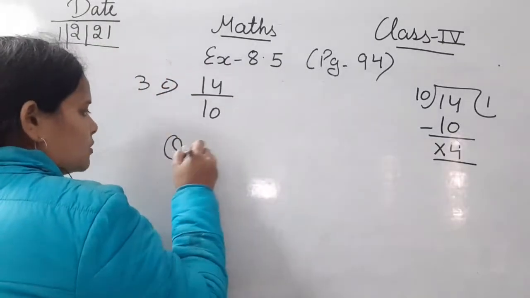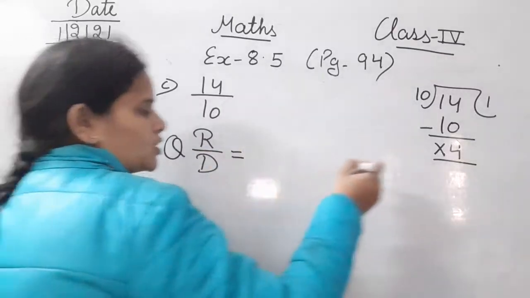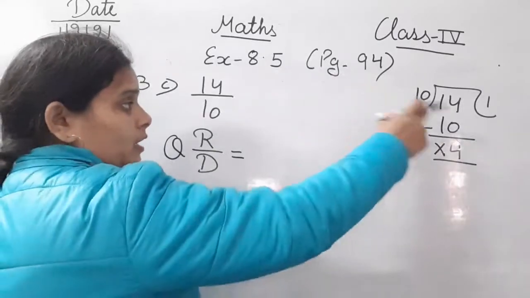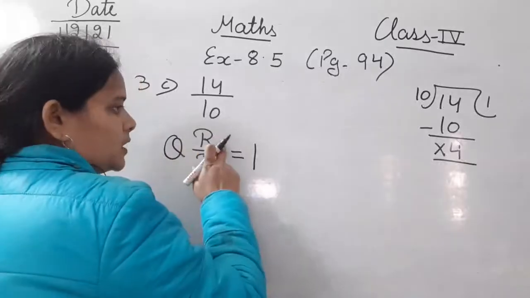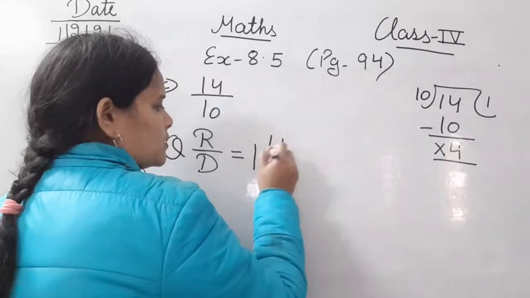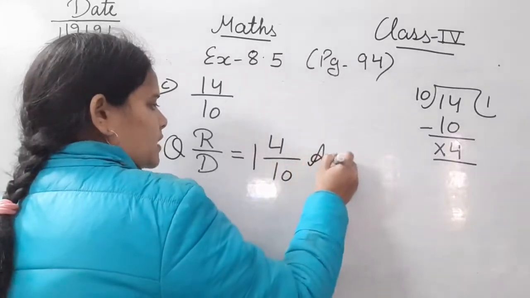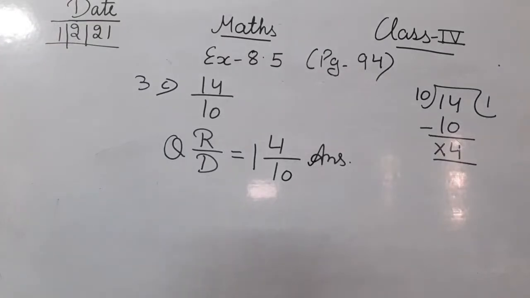Again, QRD, that is quotient into remainder upon divisor. So now I am not going to write the QRD here. So what is quotient? Quotient is 1, remainder is 4 and the divisor is 10. That is 1 is to 4 upon 10. That is quotient into remainder upon divisor. Clear?